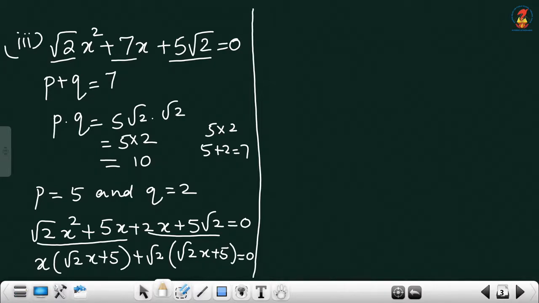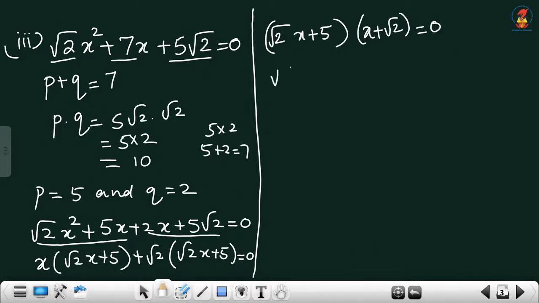So, 2 means root 2 into root 2. So, we can take out root 2. So, root 2x plus 5 is common. So, root 2x plus 5 we can take out. The remaining is x plus root 2 equal to 0.